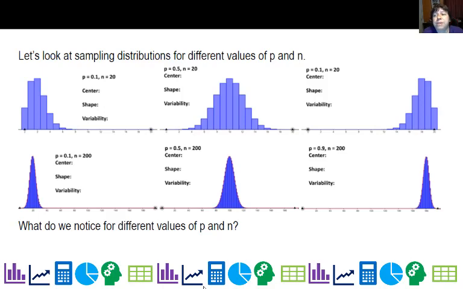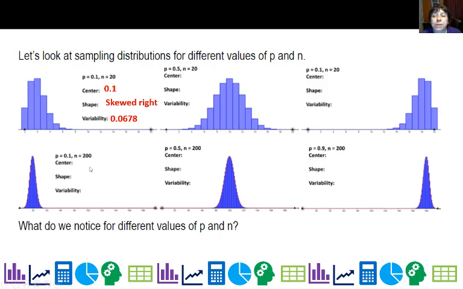So let's look at sampling distributions for different values of p and n. I do have a typo here. That's supposed to be 0.9. So first of all, the center here should be 0.1. The shape is skewed to the right. Why is that? Well, my sample size is only 20. And if I remember that n times p for the binomial distribution, I only get 2, and it's supposed to be 10 or higher. For variability, I just use the formula for a proportion, it's 0.0678.